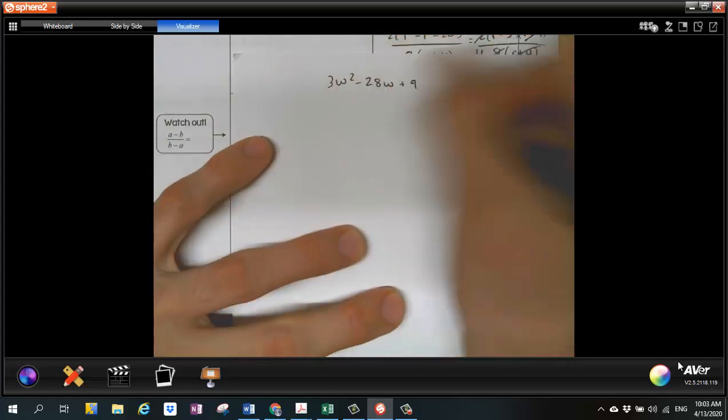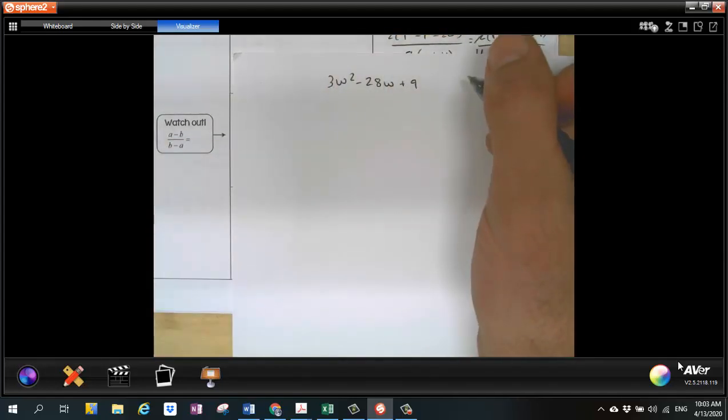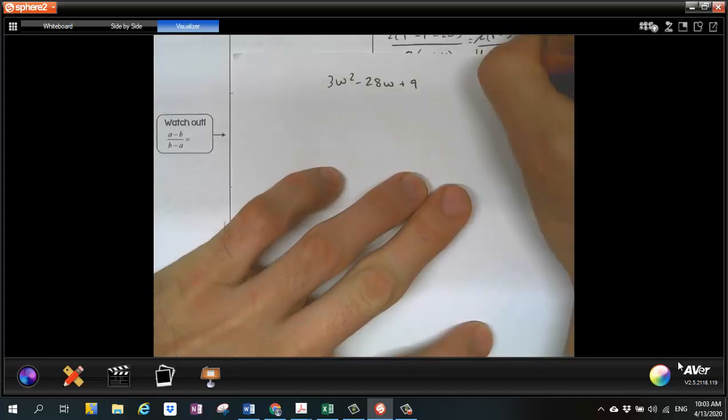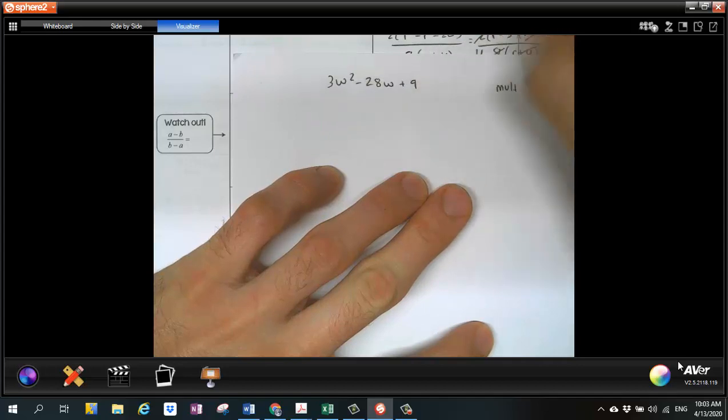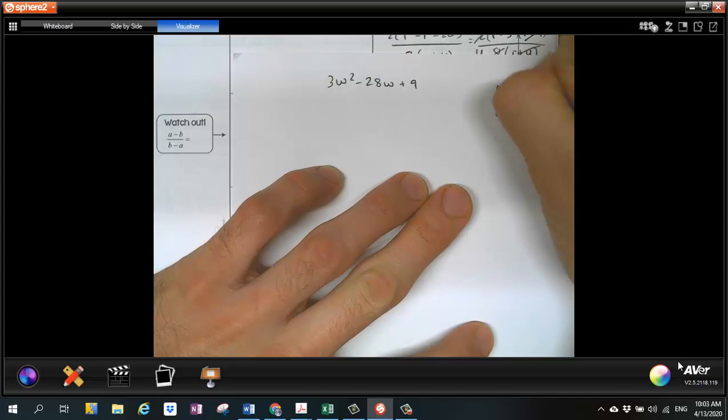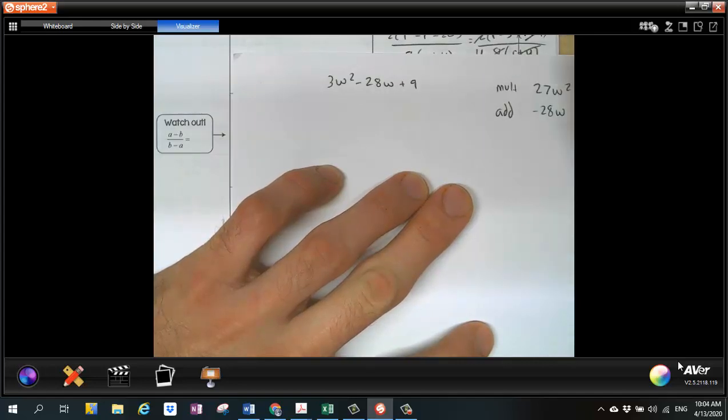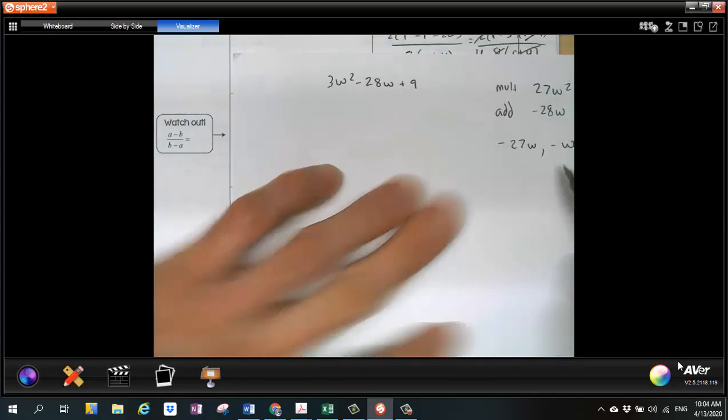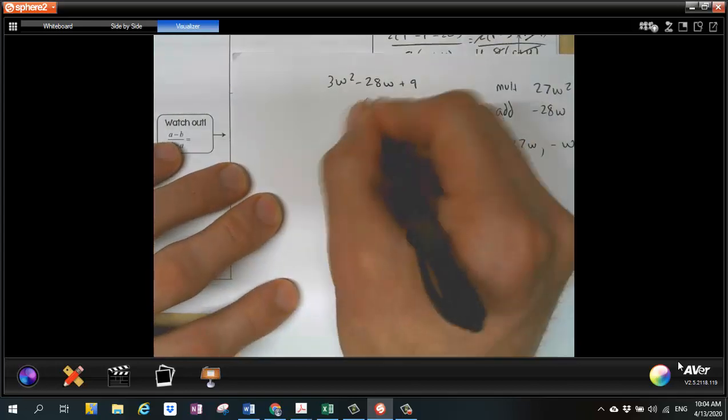Because how we did this one earlier in the year, if you remember, we did factor by grouping. So what we wanted is two things that multiplied to be the first and the last multiplied together, which is 27w squared. And we needed two things that added to be the middle term, which is negative 28w. So what those two things are is negative 27w and negative 1w. Those things multiply to be 27w squared, and they add to be negative 28w. Then what we did is we took those two things and replaced them here.